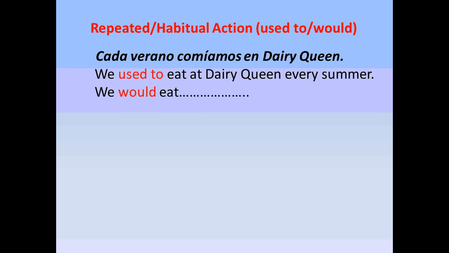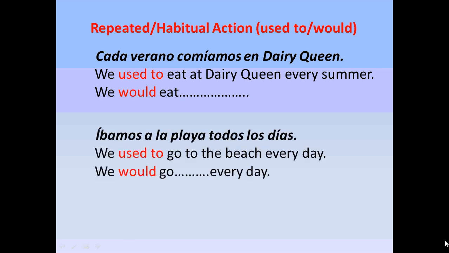And then the last one, a repeated habitual action, which translates to used to or would in English. Cada verano comíamos en Dairy Queen. We used to eat at Dairy Queen every summer, or we would eat. Íbamos a la playa todos los días. We used to go to the beach every day, or we would go. So it's something that's continuous.